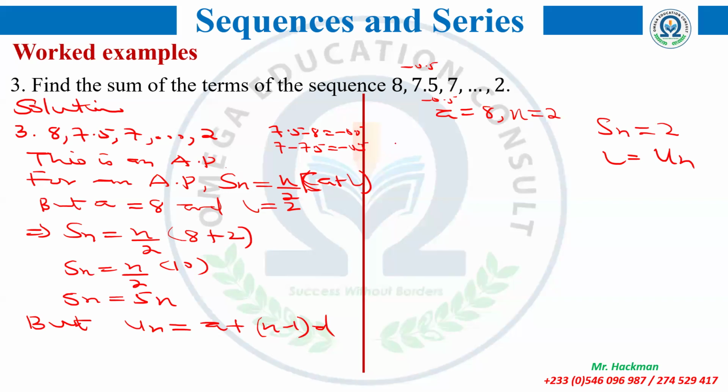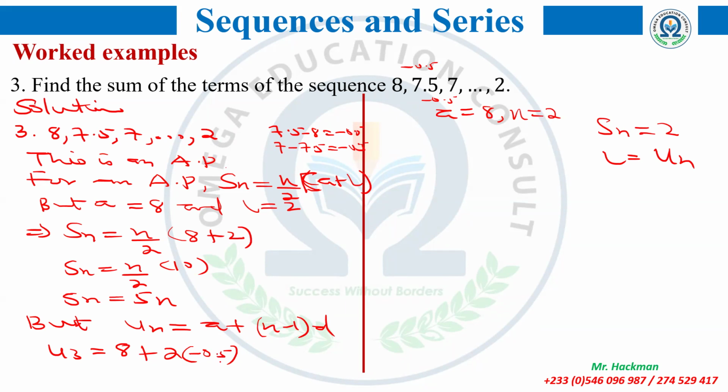So I can write U sub 3. I know, even straight away, U sub 3 will be equal to A plus 2D. So what is your A? You said your A is 8, plus 2D. D is what? D gave us negative 0.5. Am I right?